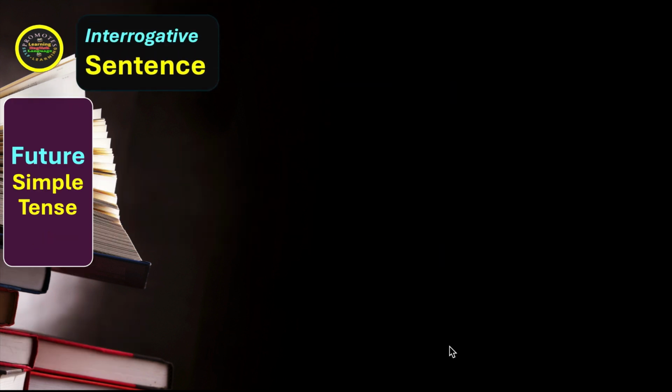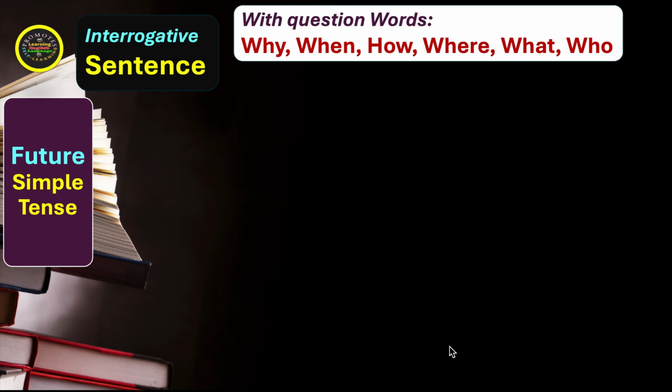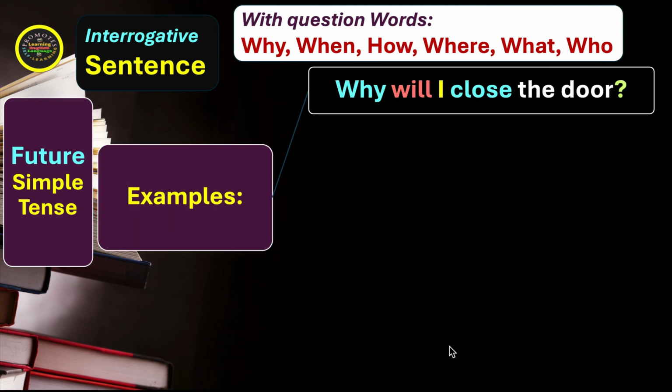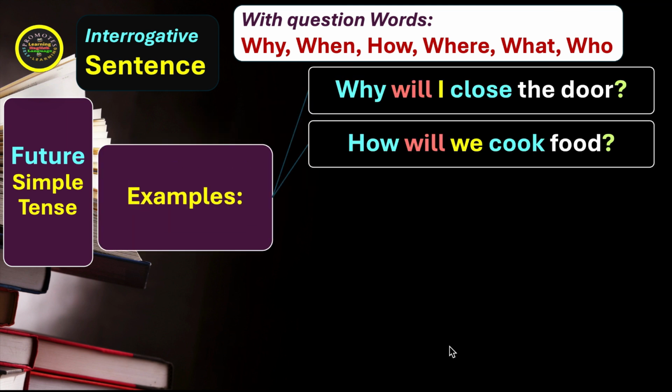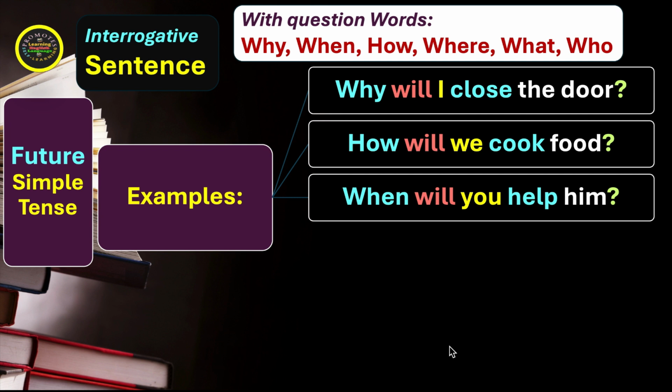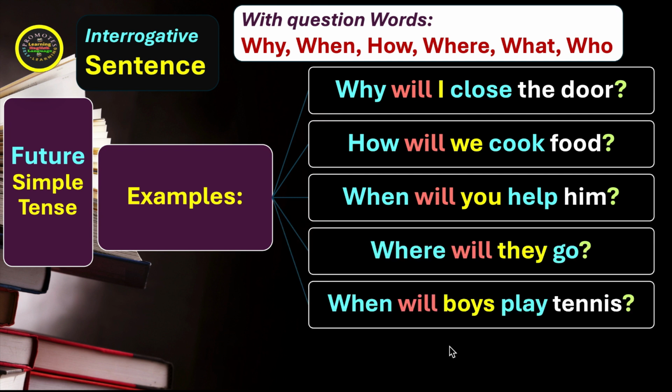Now we move on to the next: future simple tense in the interrogative sentence with question words like why, when, how, where, what, who. Let's see the examples. Why will I close the door? How will we cook food? When will you help me? Where will they go? When will boys play tennis? So the question words will come before the helping verb like will. And then we have the subject.